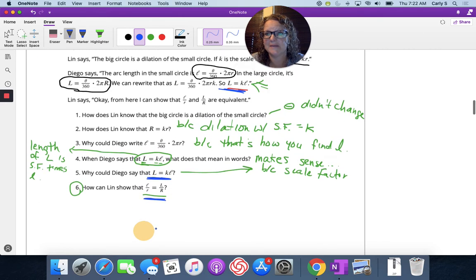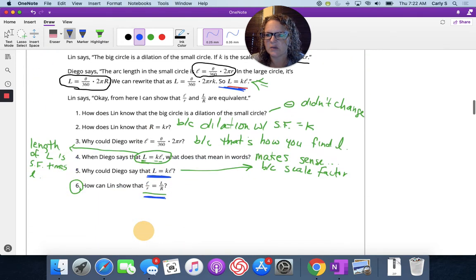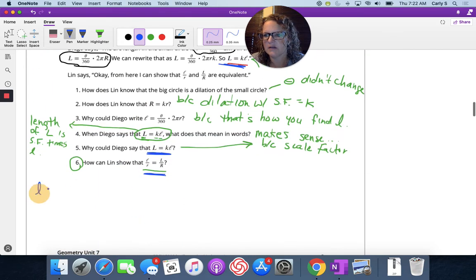What is she doing? All right, I'm going to rewrite these two little equations. L equals 2 pi r theta over 360. And big L equals 2 pi r k theta over 360.